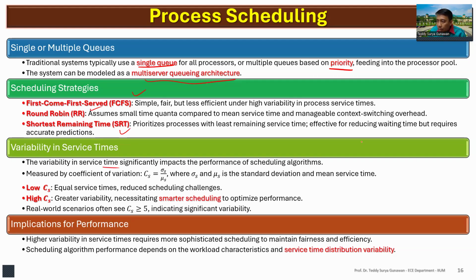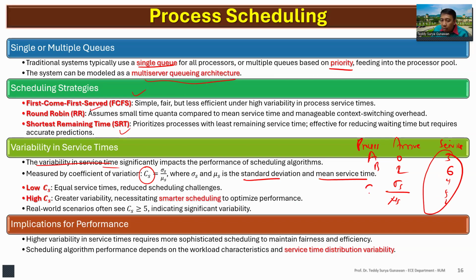Remember, when we have a process, there is the arrival time, and the service time, which is how long it will run. For example, process A arrives at 0 with service time 3, another arrives at 2 with service time 6. The variability in service time, such as 3, 6, 4, 5, 2, we can measure using the coefficient of variation, which is sigma divided by mu, where sigma is the standard deviation and mu is the mean service time.